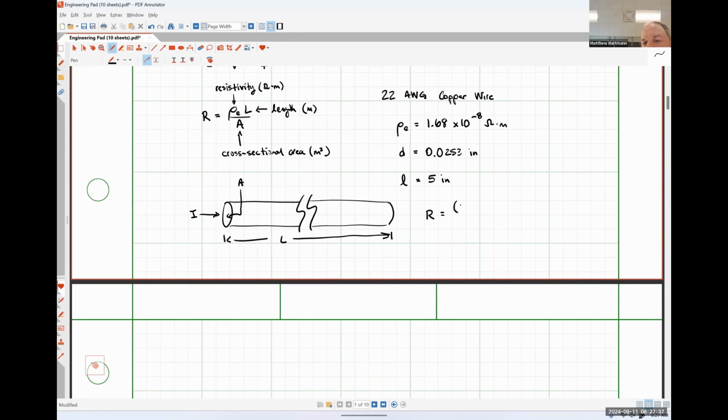So let's put these things together real quick and calculate the resistance of a wire with these dimensions, okay? So we'd have 1.68 times 10 to the minus 8 ohm meters times our length of 5 inches times a conversion factor of, let's see, 2.54 centimeters per inch, so that would be 0.0254 meters per inch, if I did my mental math correctly. And then we have the cross-sectional area, which is related to the diameter by pi over 4 times the diameter squared.